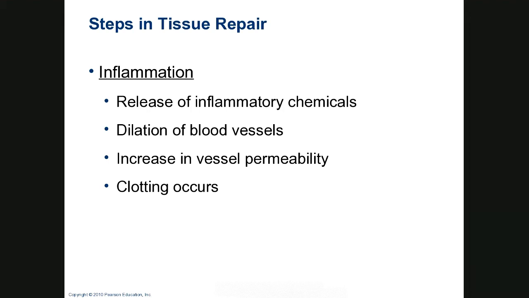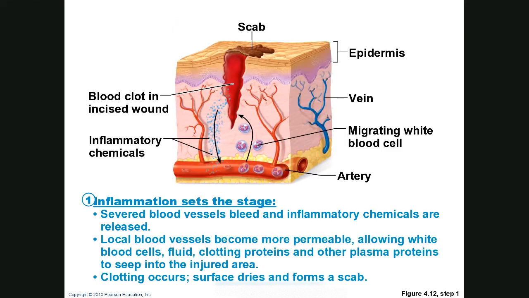Okay, stages in tissue repair. Inflammation is the first stage of tissue repair, and we'll go through the individual things. First, the severed blood vessels are going to bleed, and they're going to release inflammatory chemicals. Those chemicals cause the vessels to become more permeable and allow white blood cells, fluid, clotting proteins, and other plasma proteins to come into the injured area, and it's going to clot, and you're going to get the formation of a scab here on the surface.